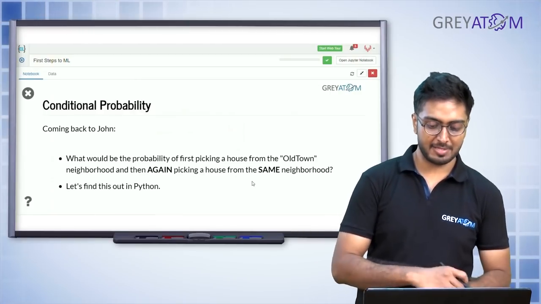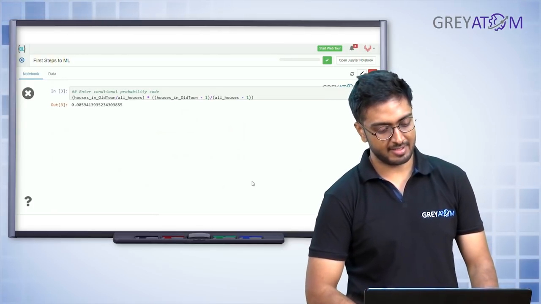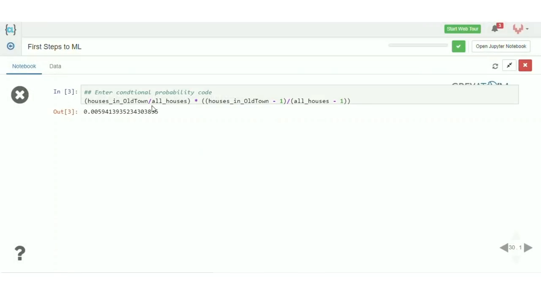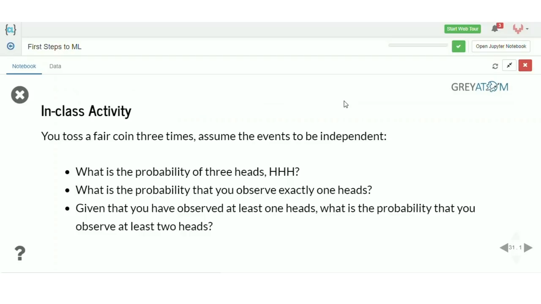Now what would be the probability of first picking a house from the Old Town neighborhood and then again picking a house from the same neighborhood? Let's find this out in Python. It is houses in Old Town divided by all houses, into houses in Old Town minus one divided by all houses minus one, because you have already picked out one house from Old Town. That probability comes out to be about 0.5%. That is the probability that your first house is from Old Town and the second house is also from Old Town. That's the understanding you need to develop here.